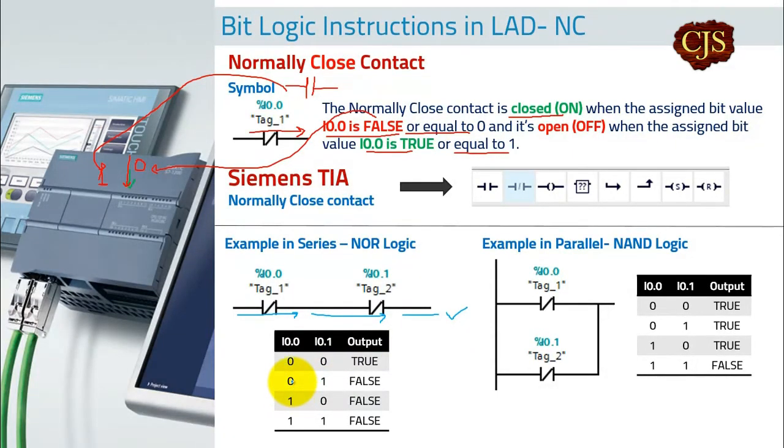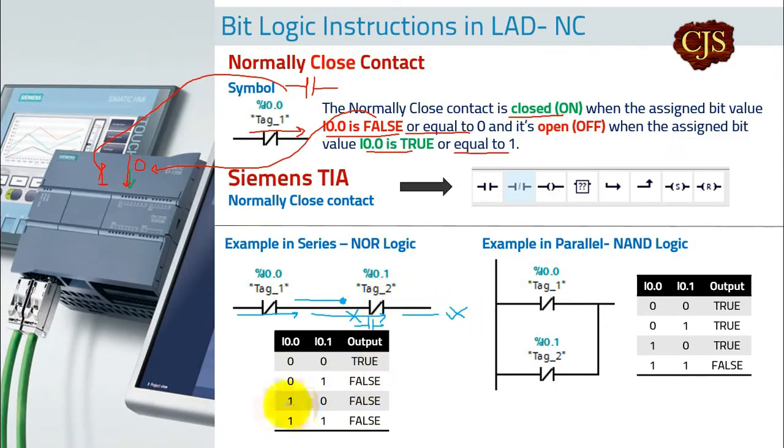Now the next case: if the first is 0 and the second is 1. Now if this is 1, this will be open. So it will not pass the value, and the output will be false. The value of the first input will just be stuck here. It will wait for this contact to close to pass the value. So the output will be off.